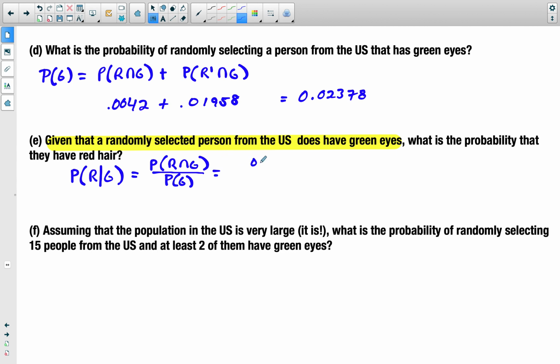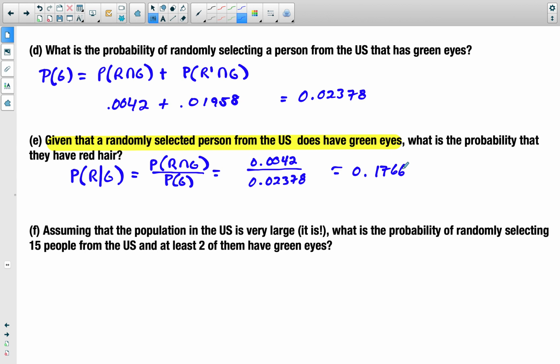All right, again, pull these from my tree diagram. And then green eyes, again, remember, it happens in two different ways. I just found it up here in part D. Probability of green eyes is 0.02378. Divide, and I get a 17.66% chance.